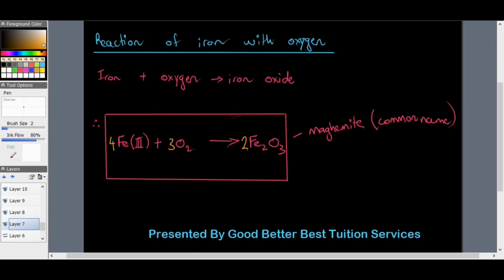So 4 irons, I only have a single one here, so I'll put 4 there, and 6 oxygens, I only had 2 of them, so I'll put a 3 there to get them to 6 as well. So everything is balanced on left and right. That's now a balanced equation. Alright, a perfect way to end off the reaction of iron with oxygen.